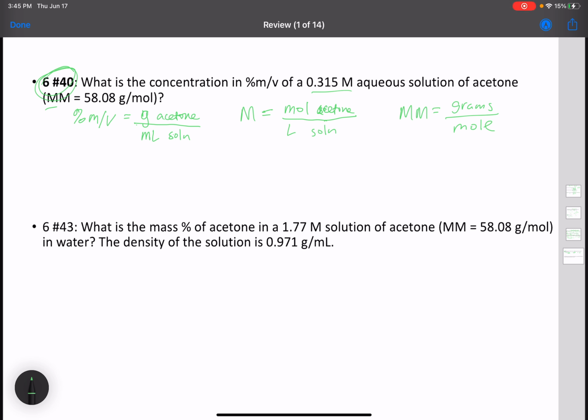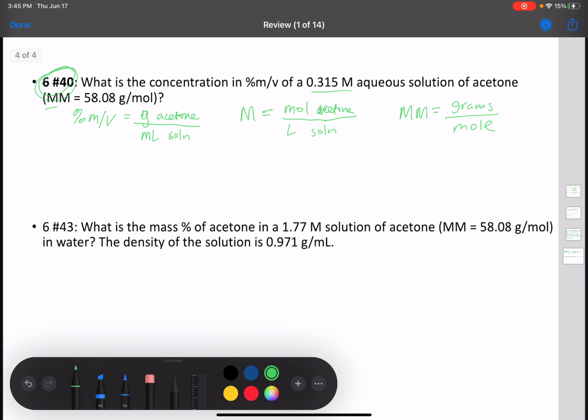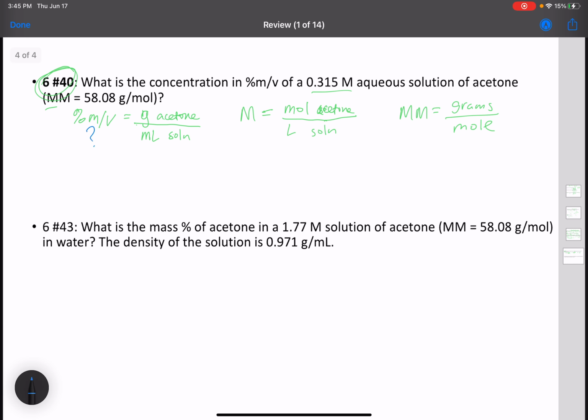Okay, so now I like to check off the things that we have and the things that we're looking for, so I can start figuring out where I'm going to start this problem. So we want to know what is the concentration in percent mass by volume. So that's what we're trying to find. We're given a molarity, so we've got that, and we are given a molar mass. So we've got that. So we don't have enough information to solve anything just yet.